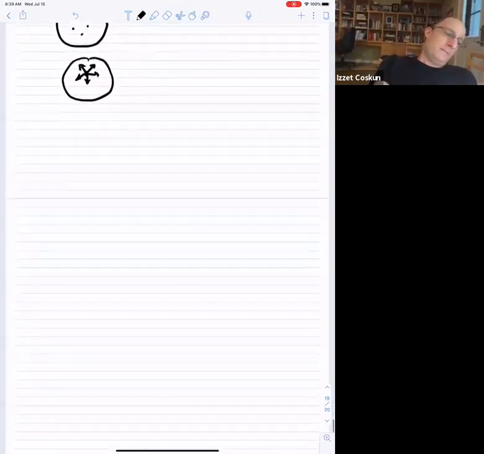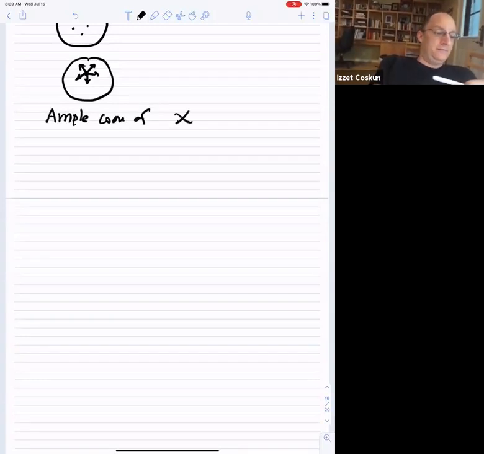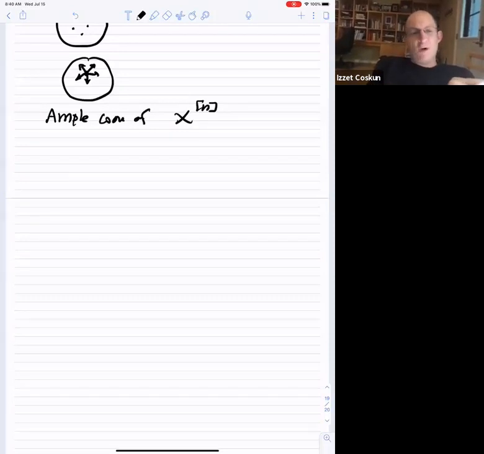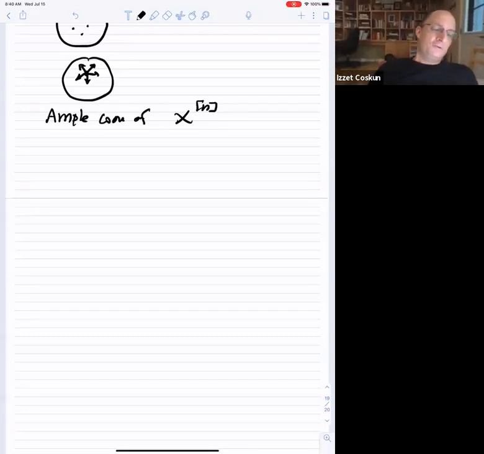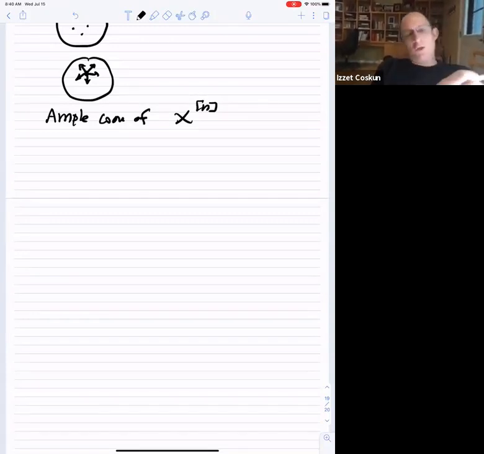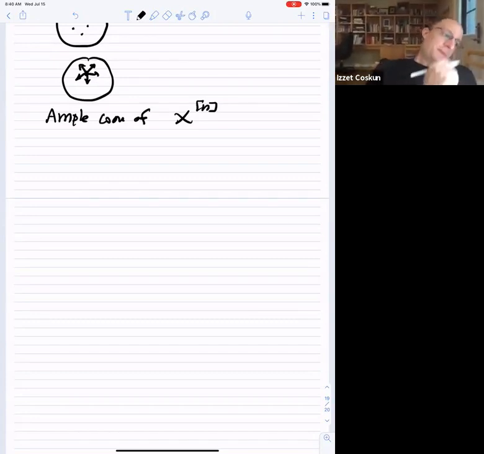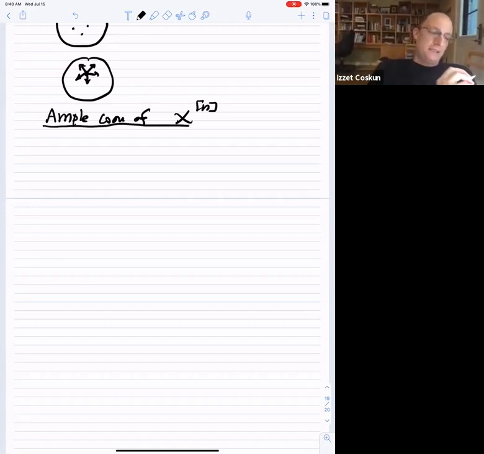So what I want to talk about today is first the ample cone of X^[n]. I'm going to talk about this in the case of P2, or maybe P1 cross P1 or something like this. Then we will have to introduce a new technique called Bridgeland stability to be able to do it for more general surfaces, and we will do that in later lectures. But let's start with some simple surfaces where we can understand this by hand.